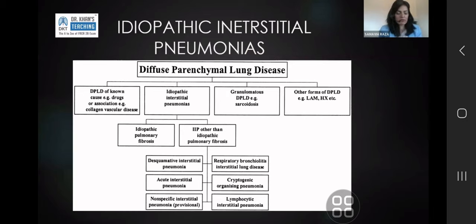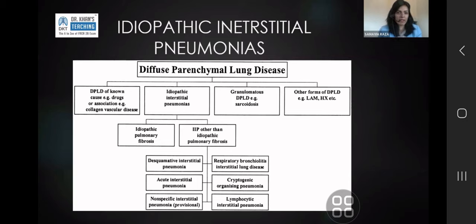So the terms that are used very interchangeably are UIP and IPF. And that is something I really hope you guys get very clear in your mind by the end of today's session: IPF does not mean UIP, and UIP does not mean IPF.